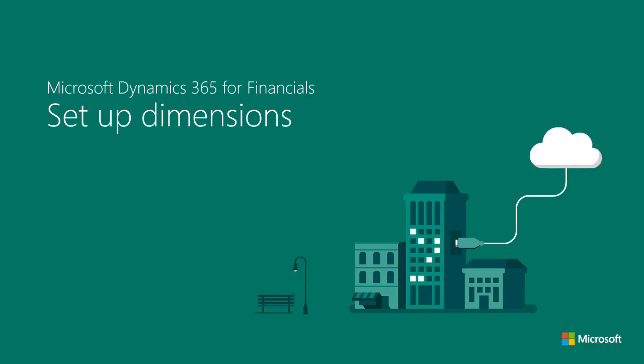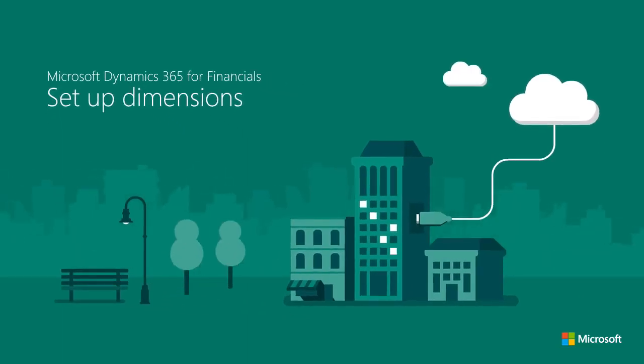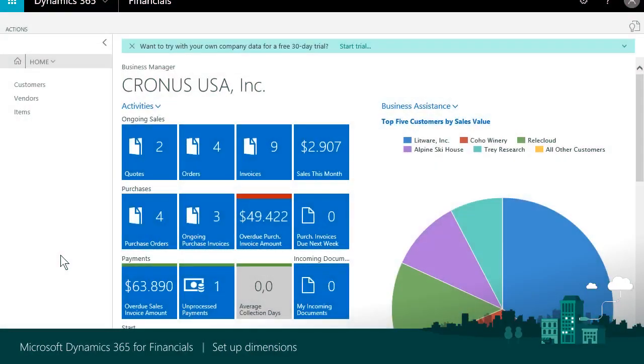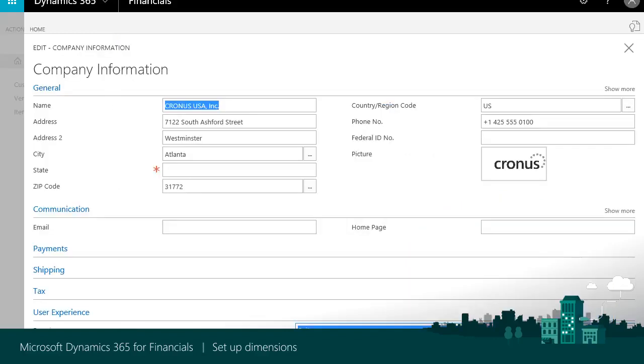This video shows how to set up dimensions, which help analyze business transactions. For example, track sales revenue per geographical area or customer segment, track expenses per department, and so on. The setups depend on what we want to analyze and the structure of our company. For example, we'll create a department dimension to track revenue and expenses for departments.